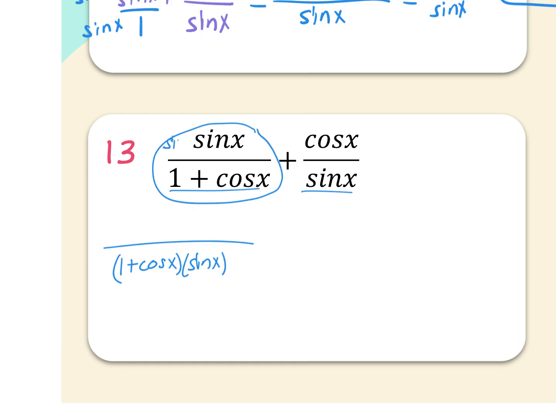So what I'm going to do is multiply sine of x times sine of x just to get this on the bottom, right? I want that on the bottom. So we're going to be left with sine squared x. All right? Do the same thing with this one.